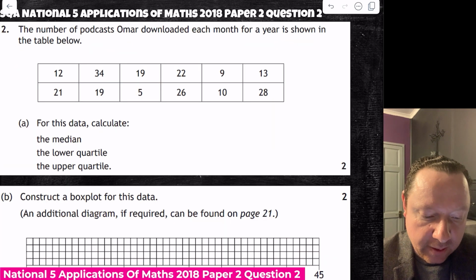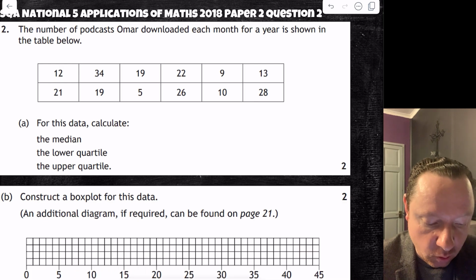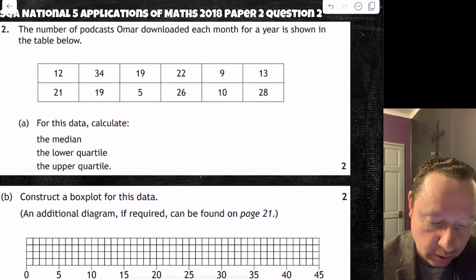SQA National 5 Application of Maths 2018, Paper 2, Question 2. The number of podcasts Omar downloaded each month is shown in the table below. For this data, we have to do the median, lower quartile, upper quartile, and then we have to do a box plot for this. So this is quartiles and box plots.